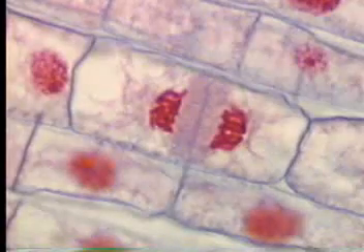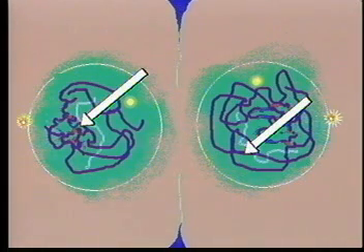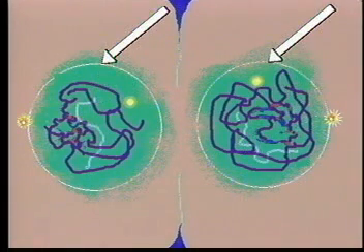The fourth and final stage of mitosis is called telophase. Telophase is defined as the stage of mitosis when the new daughter chromosomes change back into the threads of chromatin, and new nuclear membranes begin to form. Also during telophase, new nucleoli appear in each newly forming nucleus.